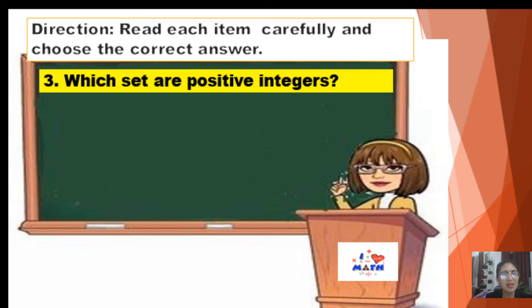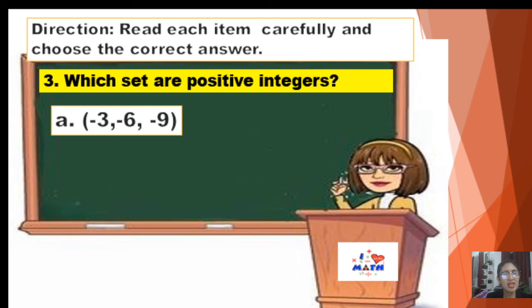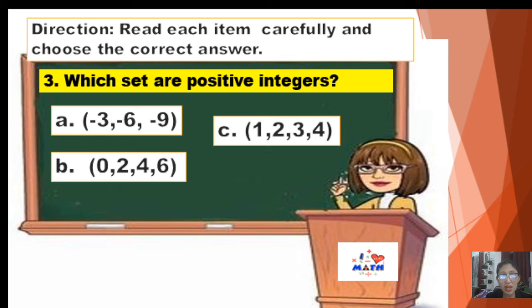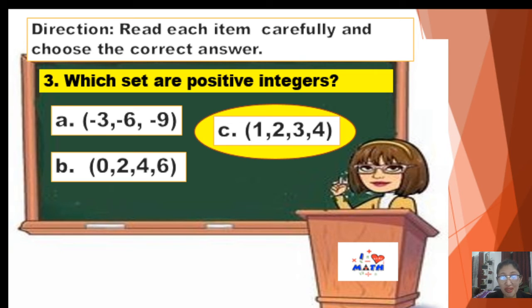Now let's move to number 3. Which sets are positive integers? Is it A, negative 3, negative 6, negative 9? Or letter B, 0, 2, 4, 6? Or C, 1, 2, 3, 4? The answer is letter C, 1, 2, 3, 4. Very good. It's not letter B because 0 is neither positive nor negative integer. It's neither of the two.